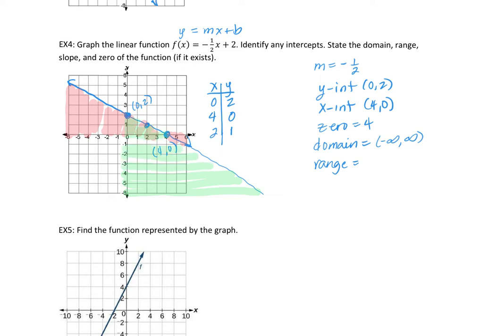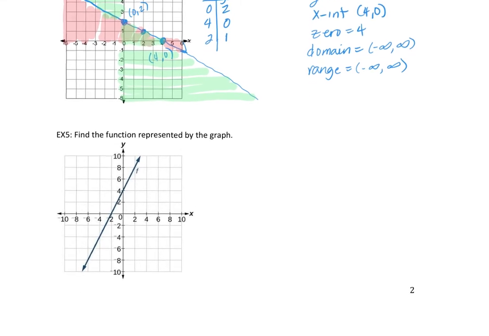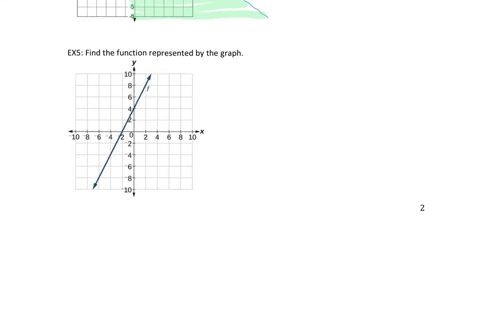So it looks like we're going to get all our y values as well, which means the range will be negative to positive infinity as well. And in general, if you have a line that has a slope, either negative or positive, domain and range will always be negative to positive infinity. Again, if there's a slope that's negative or positive, domain, range, all real numbers, so negative to positive infinity.